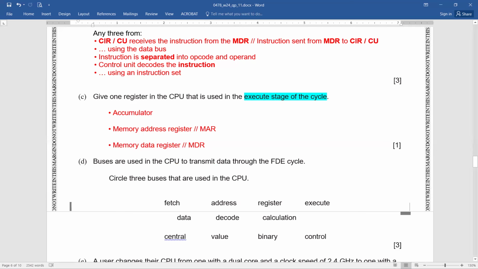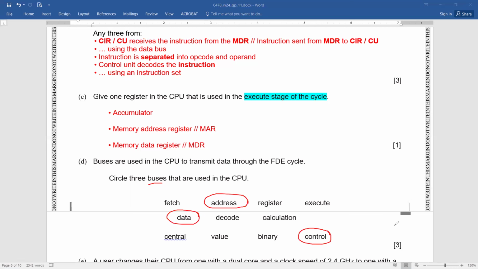Okay, it's so simple. In the first line, the buses, the 3 buses: address bus, great. Data bus, and control bus, not central bus. See, be very cautious. It's not central bus, it's control bus. Address bus, data bus, control bus. So these are the 3 buses that we know about, and we have circled them, and 3 marks are yours.